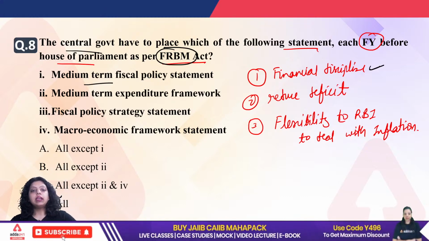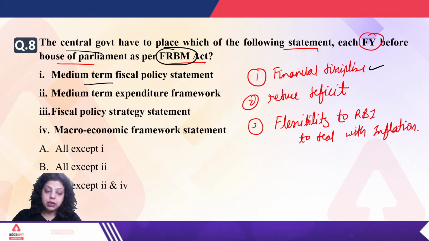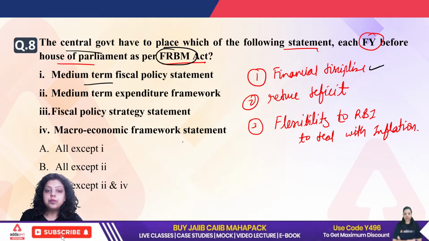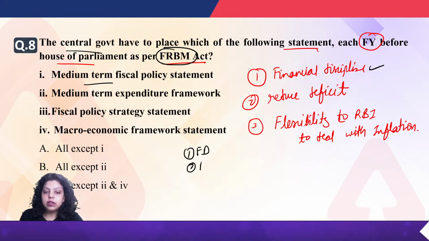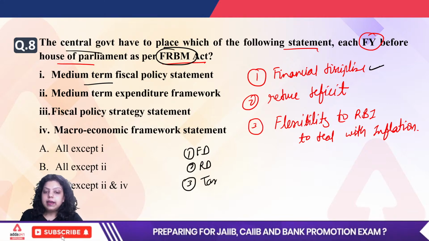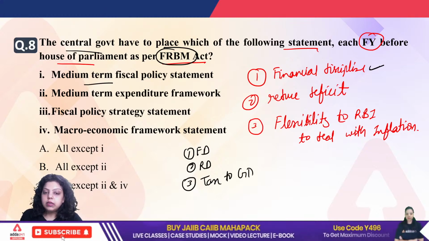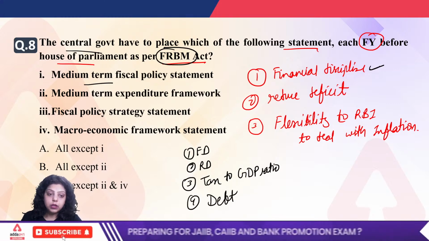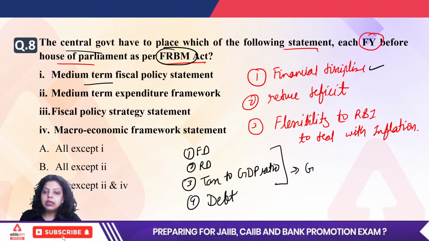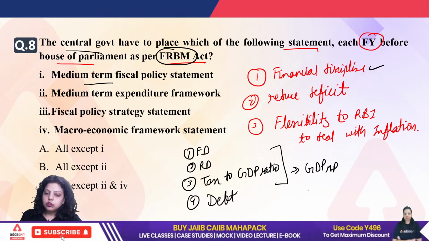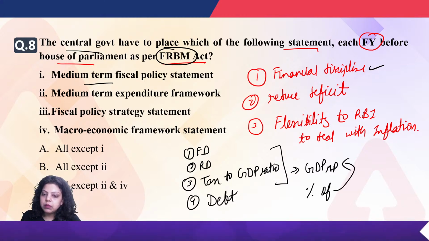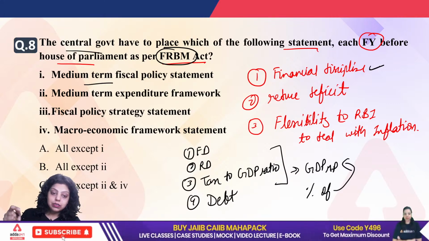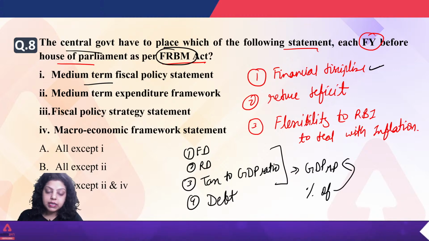So everything will be defined under the medium term fiscal policy, and it says that there are 4 economic targets: first is your fiscal deficit, second is your revenue deficit, third is your tax to GDP ratio, and fourth is your debt, the borrowing the government of India is taking. All these targets should be taken in comparison to your GDP at market price. So as a percentage of GDP at market price, these targets should be set by the government of India and presented in the Parliament before presenting the union budget. This is the first statement, the medium term fiscal policy.